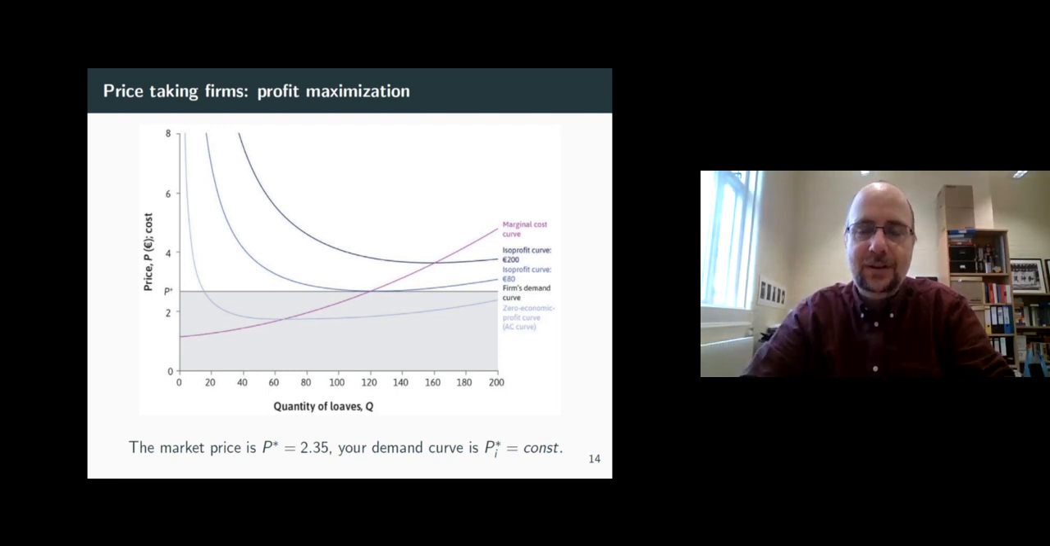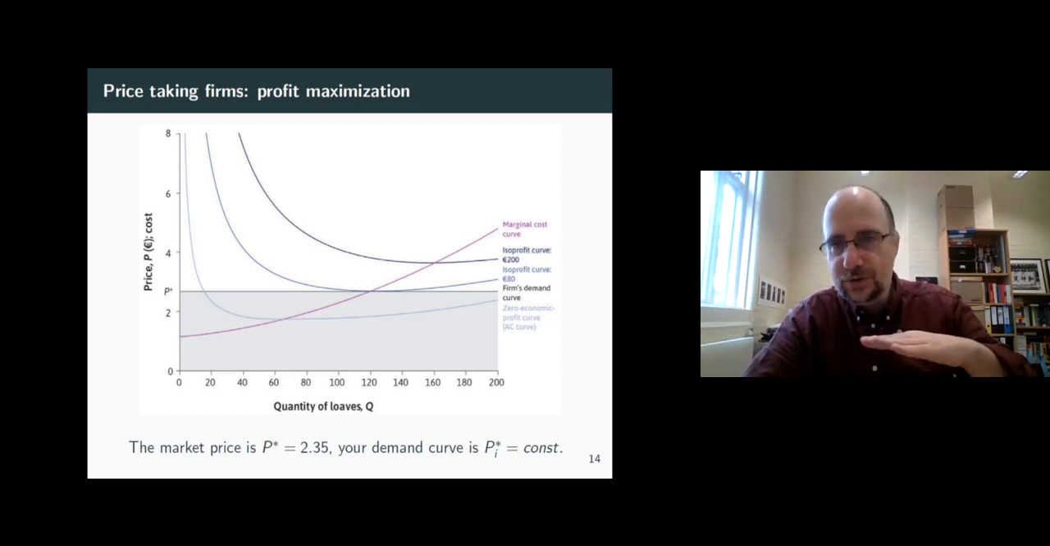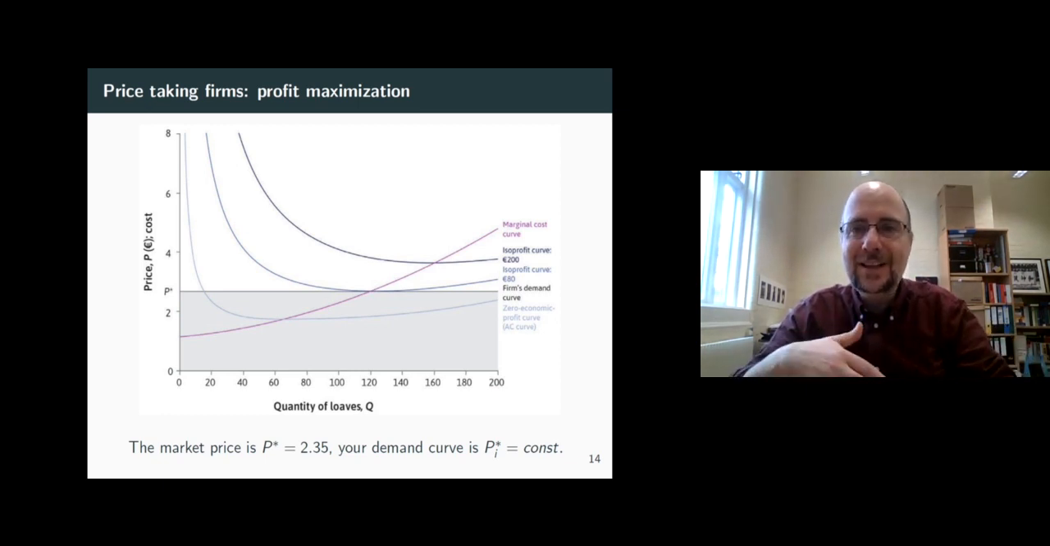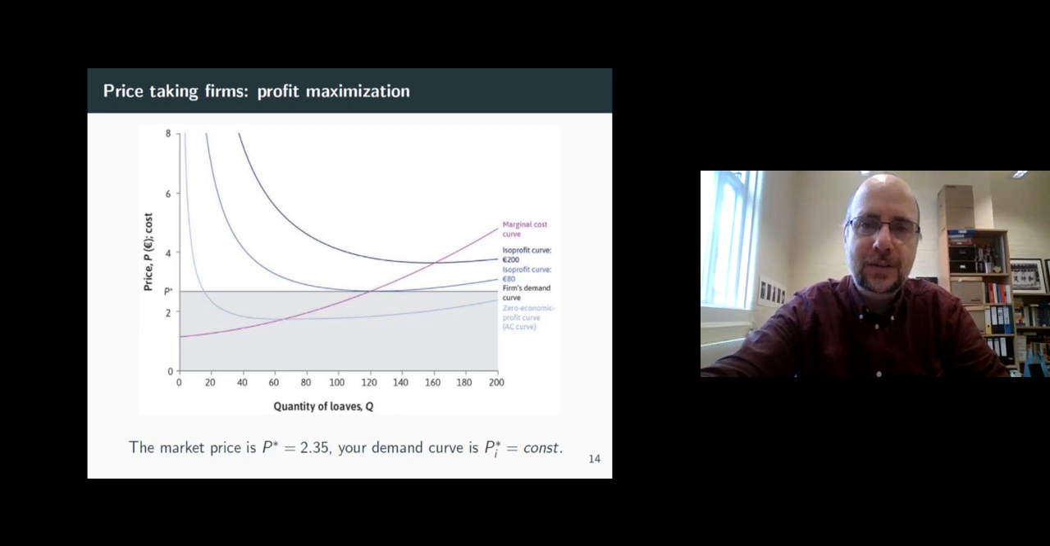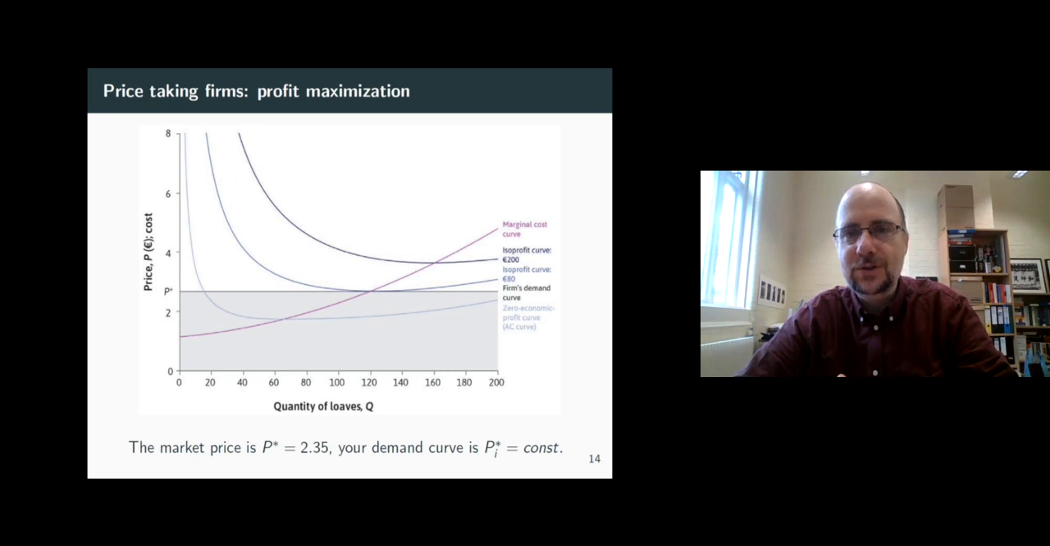And as a result of these two consequences, we can draw the individual demand curve for this type of firm as a horizontal line. It cannot sell at a price above P star because no one will buy its product. Remember, it's a product that can be perfectly substituted for by another product in the market. So no point in raising your price, just no one will buy it. Now, at the same time, if you undercut the price below P star, you are positioning yourself on an isoprofit curve which is lower than your current one. So there is no point in doing that as well.